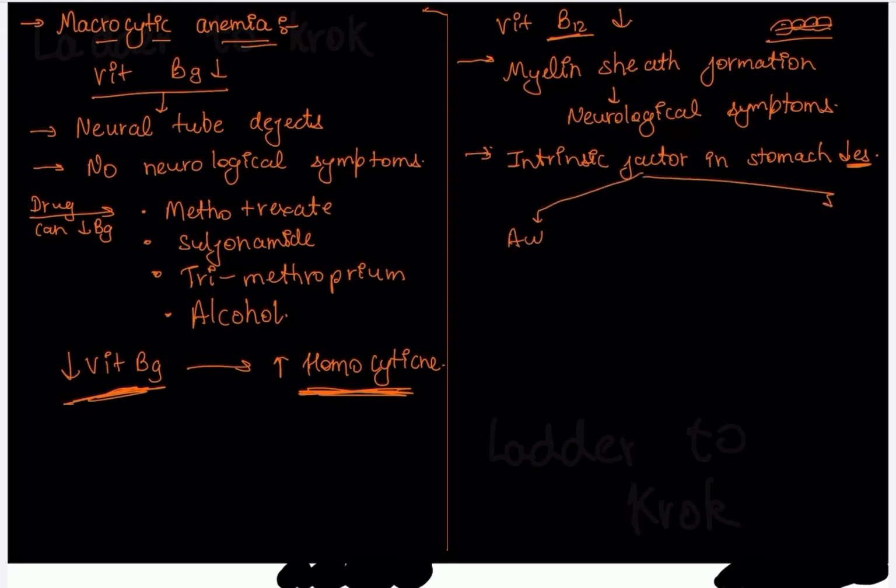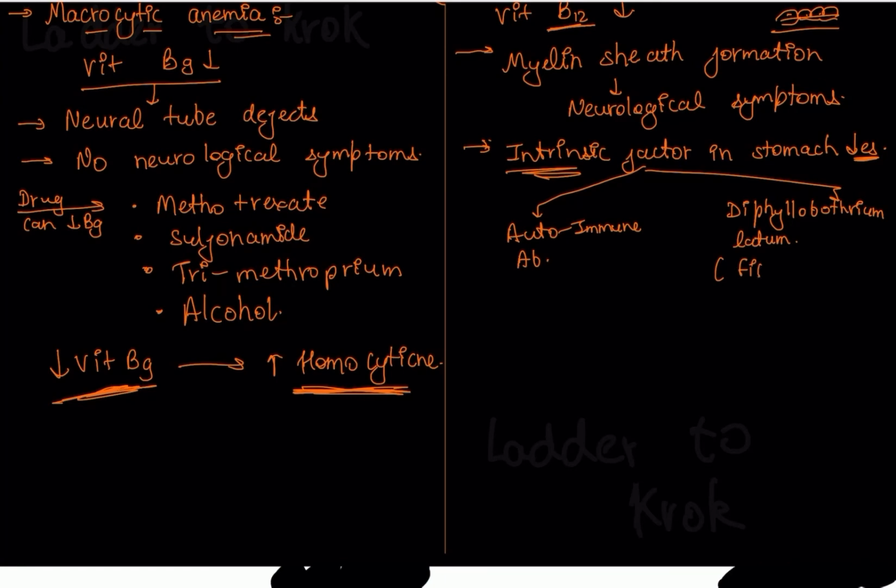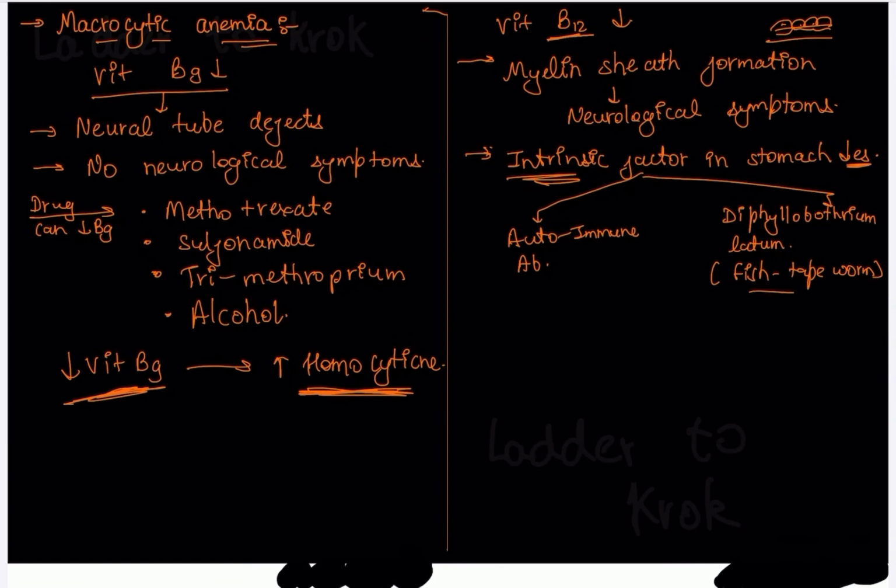The first one is autoimmune antibodies against this intrinsic factor. Or there can be Diphyllobothrium latum, or fish tapeworm, which loves to eat this intrinsic factor. It's the same thing, fish tapeworm. So whenever it goes into your stomach, it eats intrinsic factor, not all but most of it. So there is a deficiency of vitamin B12 in your body.